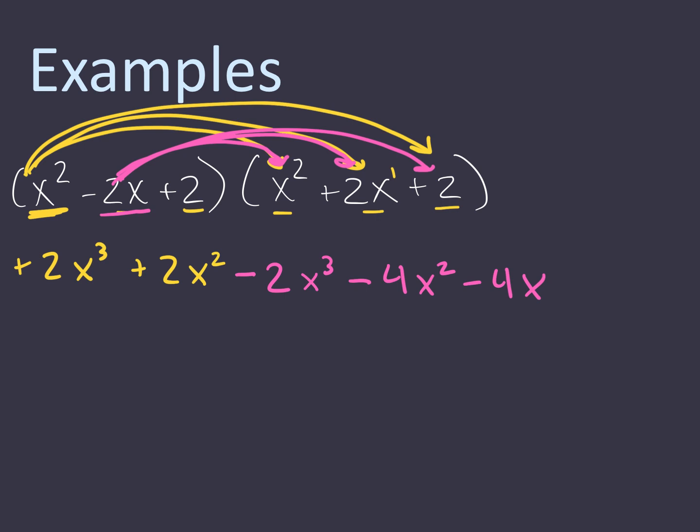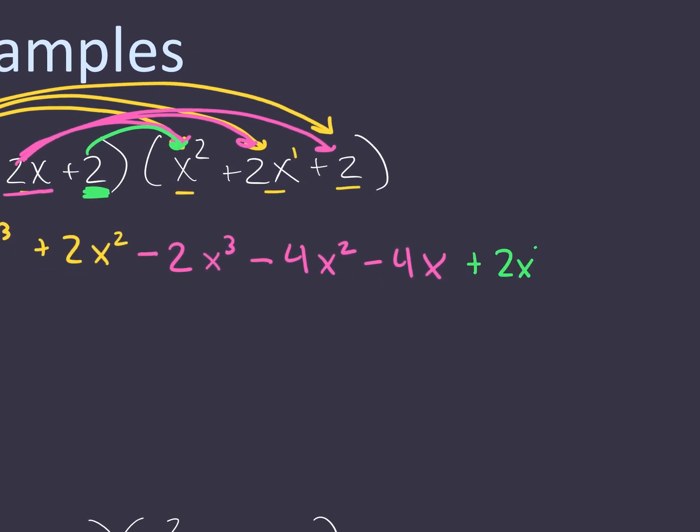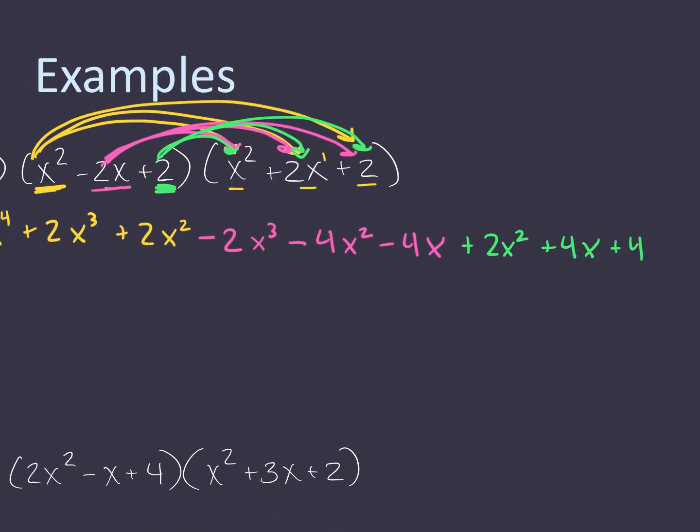And then we move to our last term in the first set of parentheses, and that needs to get multiplied to everything in the second set. So 2 times x squared would be 2x squared. 2 times 2x would be 4x. And then 2 times 2 is 4.